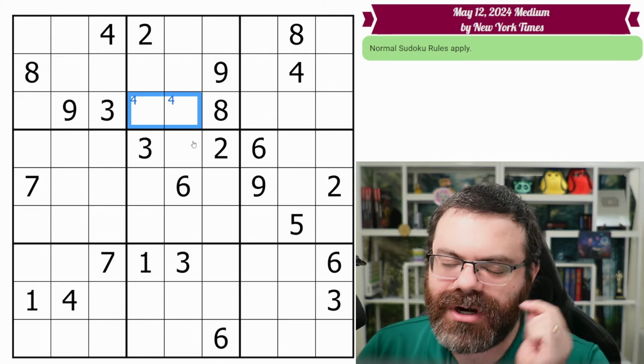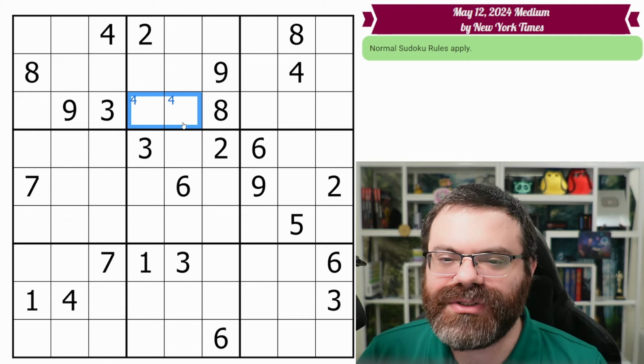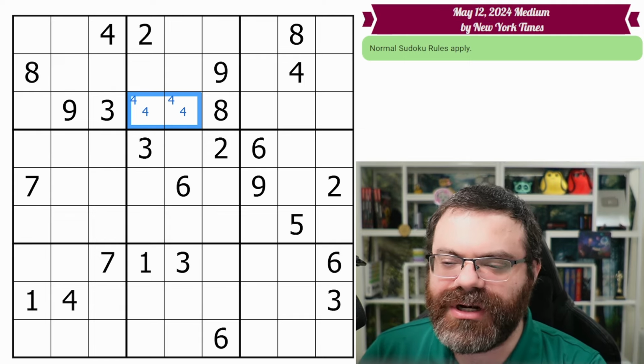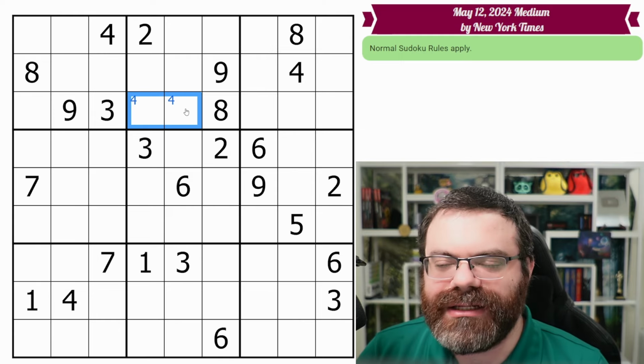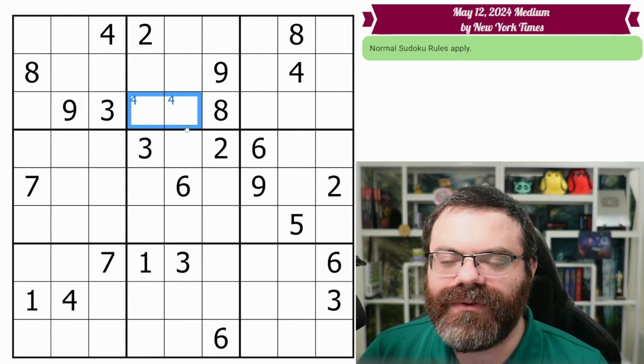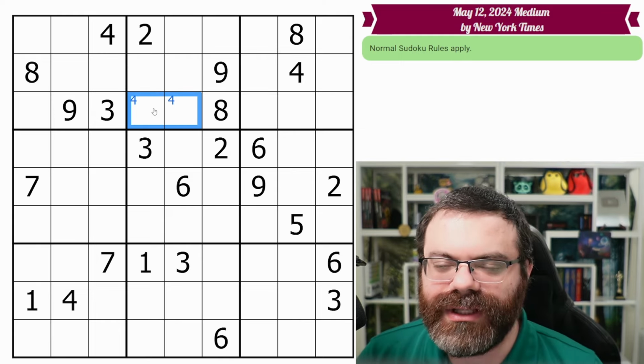And I'm going to use the corner mark mode for that. So Sudoku Pad has 2 different notation modes, corner mark and center mark, which is why I recommend using it. And we're going to use corner mark mode to designate that within this box, the 4 is limited to these 2 cells only.